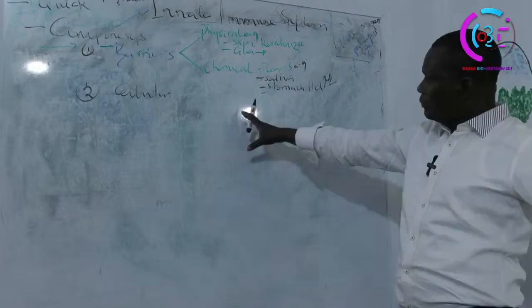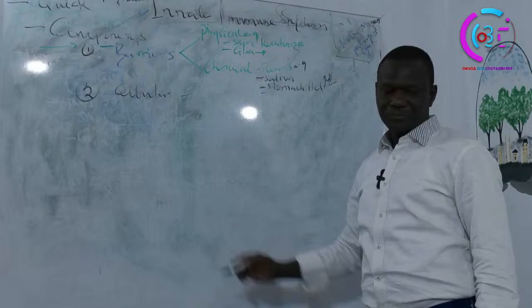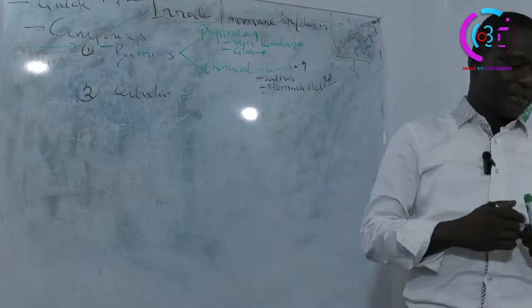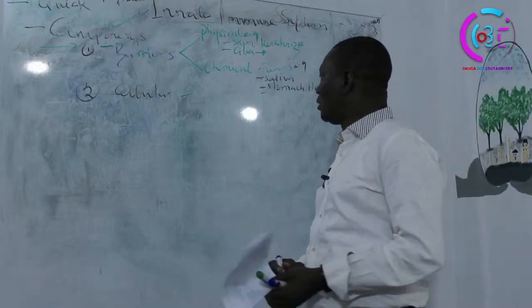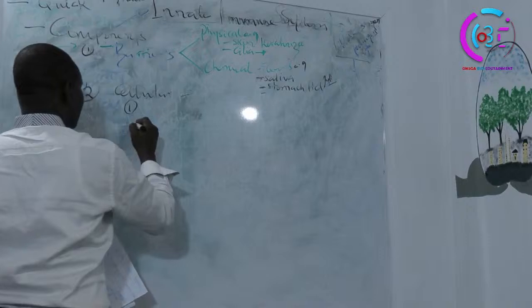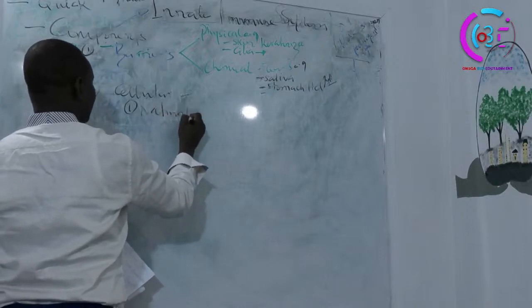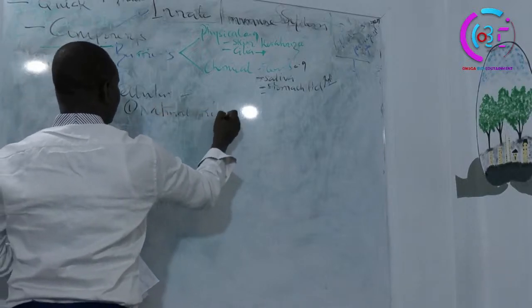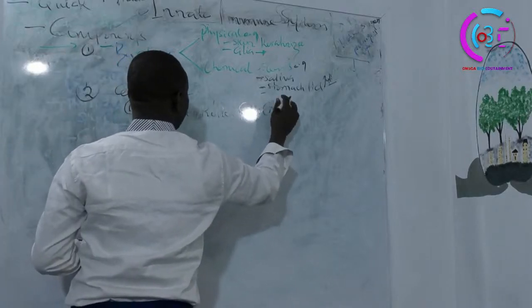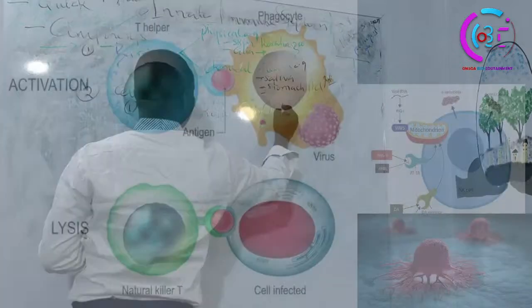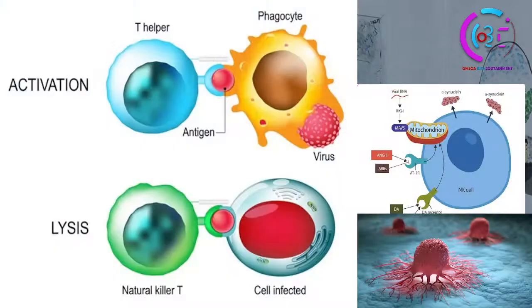Then apart from that, we now have the cellular components of the innate immune system. We are going to consider natural killer cells, which is shortened as NKC. We are going to look at the structure, the components of each of these cells.